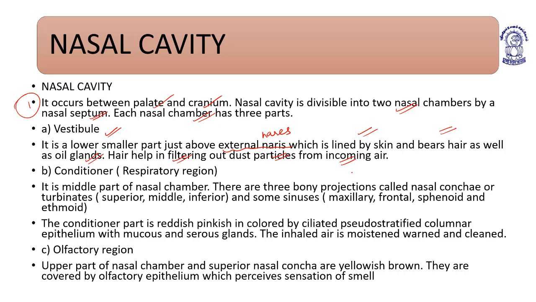Conditioner is the respiratory region. It is the middle part of the nasal chamber. There are three bony projections called nasal conchae or turbinates: superior, middle, and inferior, and some sinuses. These are the paranasal sinuses: maxillary, frontal, sphenoid, and ethmoid.